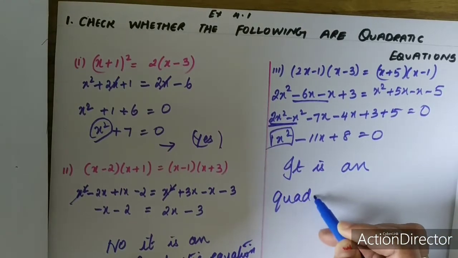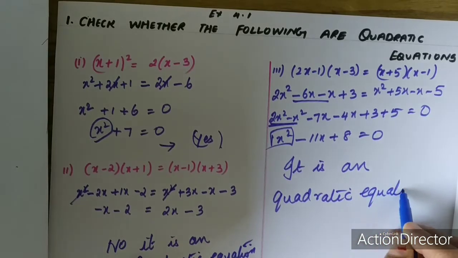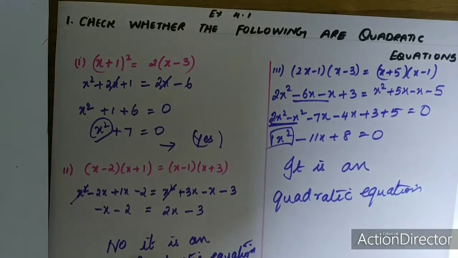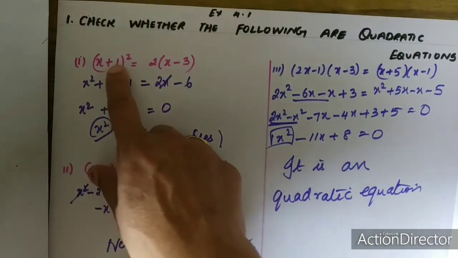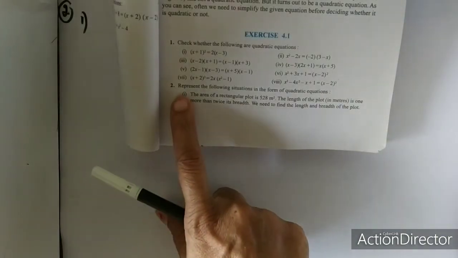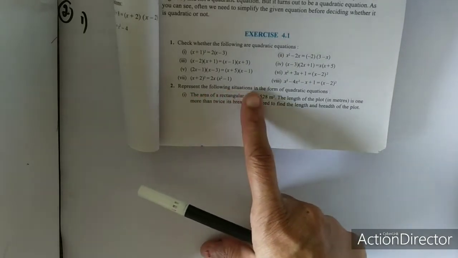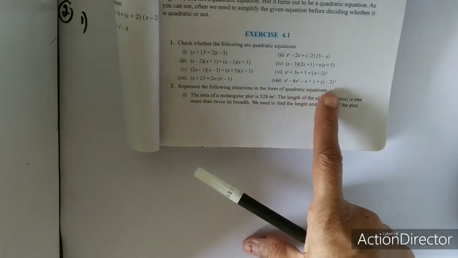So in a similar way you have to solve the other sums also. After simplifying you have to decide whether this is a quadratic equation or not. Before simplifying you should not say just by simply looking at the power over here. Let us move on to the second question of exercise 4.1. Represent the following situations in the form of quadratic equation.